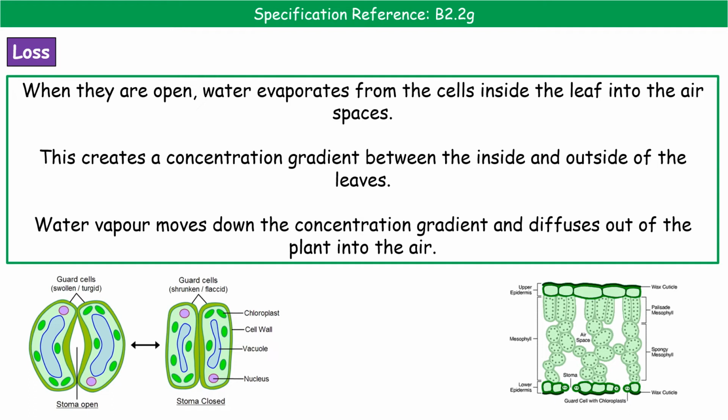When we consider what happens when the guard cells have opened the stomata, at that point we have a pore to the outside world. That means water can evaporate from inside the cells to the air spaces. We then set up this concentration gradient because we've got a high concentration of water vapour inside the cell, and a low concentration outside the leaves. As a result of that, water vapour moves down the concentration gradient and will diffuse out of the plant and into the surrounding air.